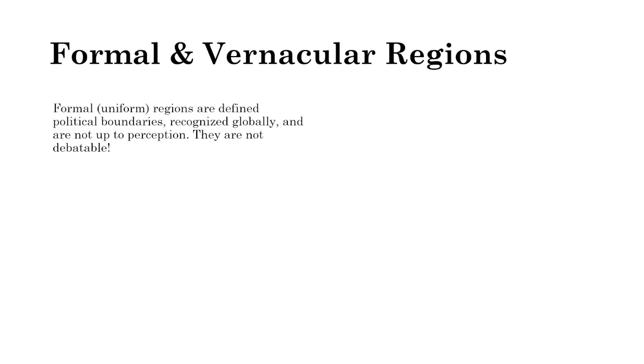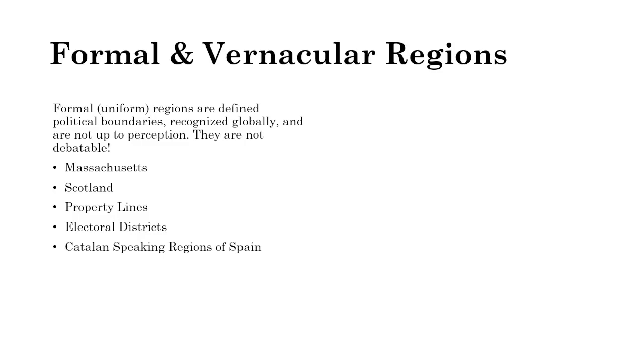Now there are three types of regions you need to know. The first one is called a formal region, also known as a uniform region, and these are the ones that are not up to interpretation. These are recognized across the world, like political boundaries or something else that's bound by a legal treaty, something like Massachusetts or Scotland. These are regions within countries. Property lines, like where houses are located, electoral districts, or even just where people live, like the Catalan-speaking regions of Spain. That's not up to interpretation. We know where people speak this minority language within Spain. Antarctica is also a formal region.